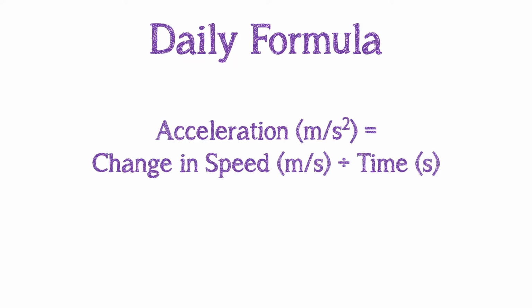First thing though, let's have a look at our daily formula, which today is acceleration. So acceleration in meters per second squared is the change in speed in meters per second divided by the time in seconds. This is again one you need to memorize, so make sure you put it on a flashcard and learn it.